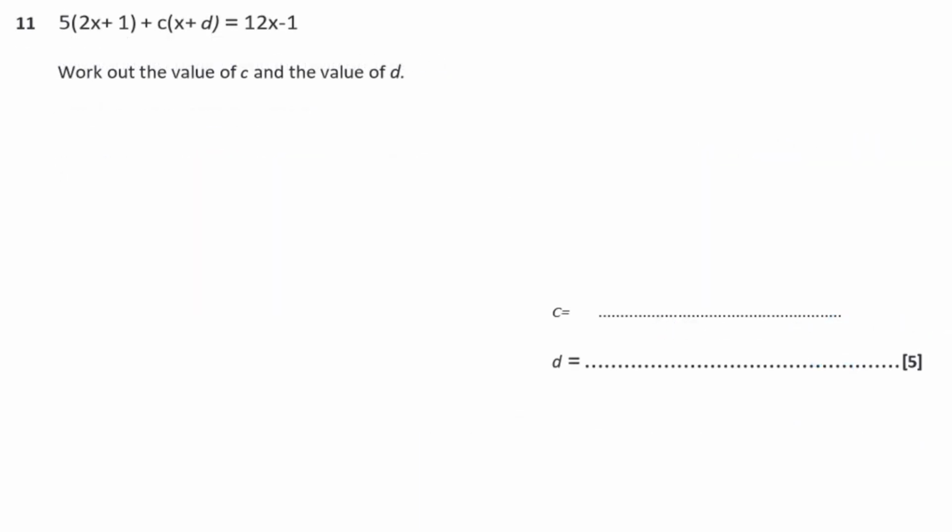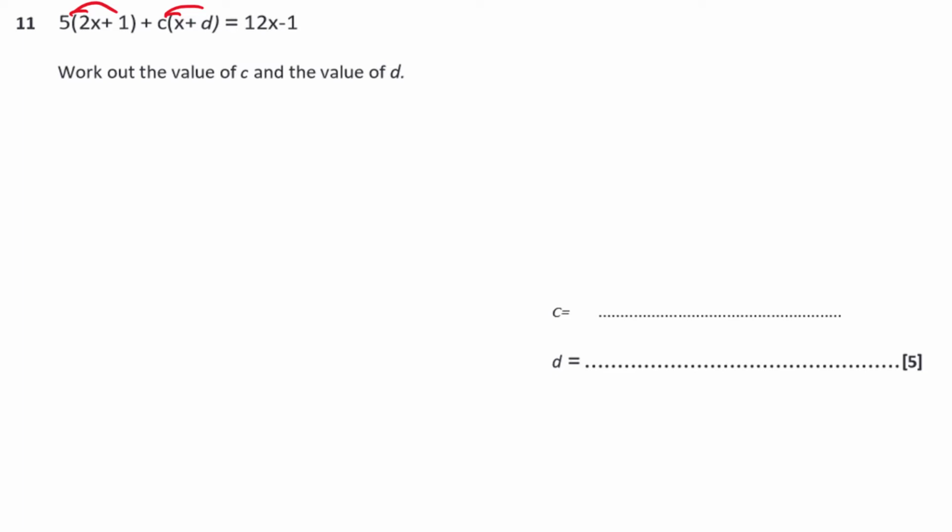Question 11. I've got 5 lots of 2x plus 1 plus c lots of x plus d, and we're told that's equal to 12x minus 1. And from that we need to work out the value of c and the value of d. Okay, so I've got single brackets here, which I can multiply out by multiplying everything inside the bracket with everything outside the bracket.